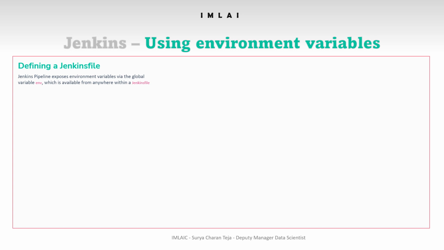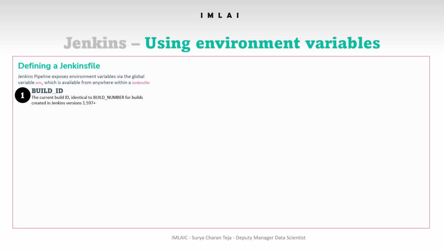Jenkins pipeline exposes environment variables via the global variable called env, which is a variable available from anywhere within a Jenkinsfile. The full list of environment variables which are accessible from within a Jenkins pipeline is documented. Basically you can get it from a variable called your Jenkins URL. But here we will see some of the environment variables.